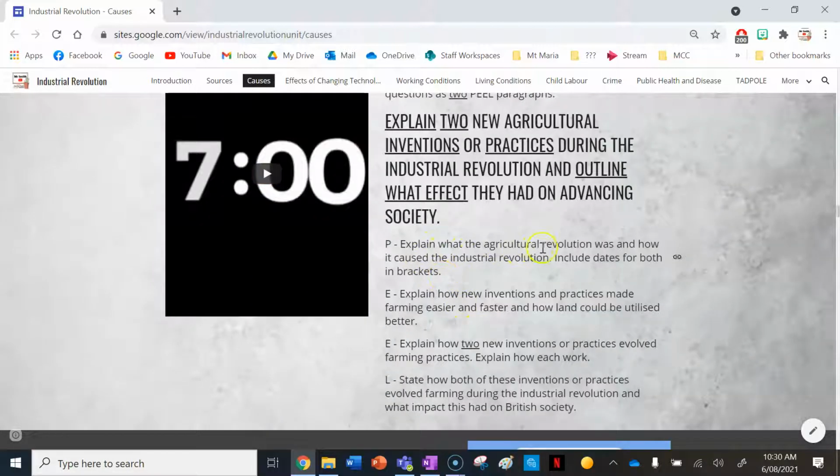So first, explain what the Agricultural Revolution was and how it caused the Industrial Revolution. Include dates for both in brackets. Explain how new inventions and practices made farming easier and faster and how land could be utilised better. Here, explain your evidence phase. Explain how 2 new inventions or practices evolved farming practices. Explain how each worked. So that's probably going to be the longest part there.